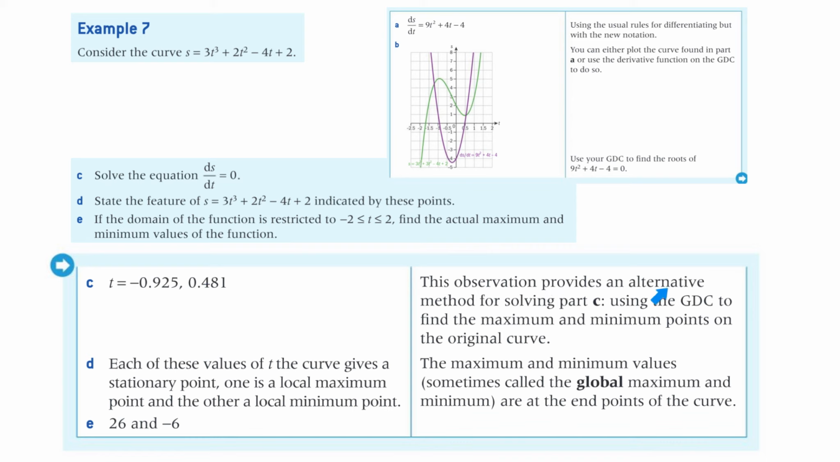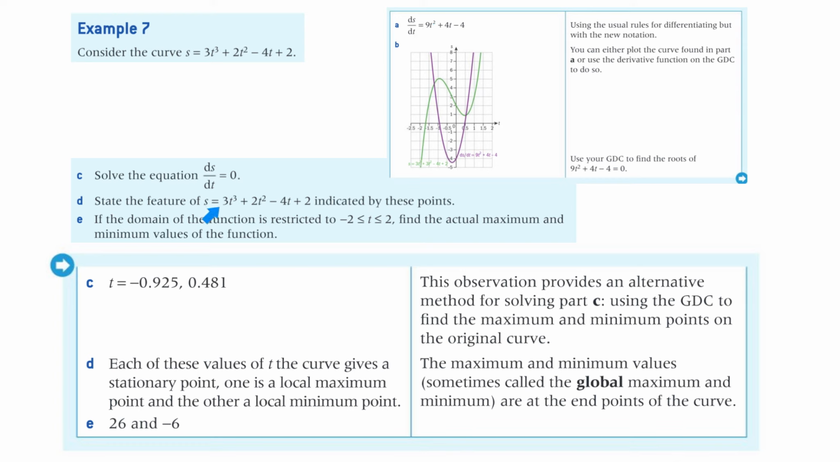It says this observation provides an alternative method for solving part C, using the GDC to find the maximum and minimum points on the original curve, as we looked at just previously with B. We can find those points by using the calculator, the analyze graph maximum and minimum points. You can use that function of the calculator. Or you can just solve for t here, and you can do that by equating the derivative to 0. Okay, that's our derivative function, and solving for t. And then obviously there's 2 answers because it's a quadratic.